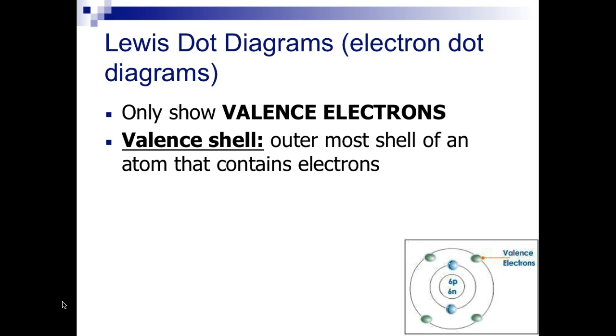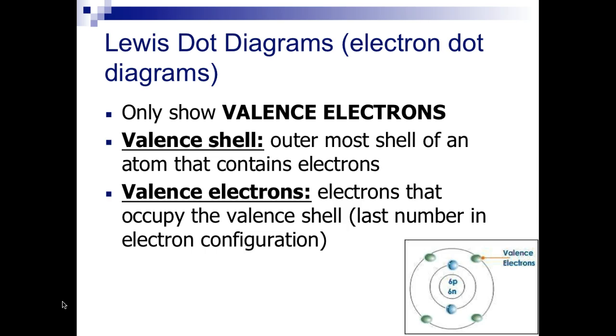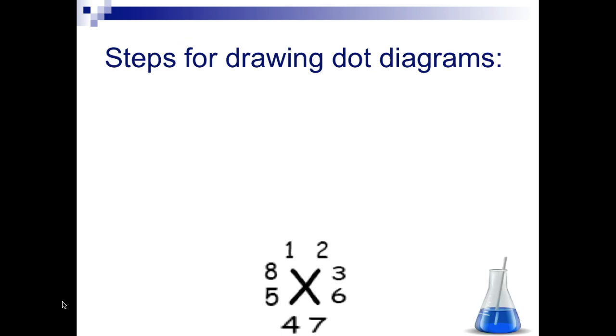So when we talk about valence electrons, we're talking about the ones that we have in the valence shell, which is the outermost shell of an atom that contains electrons. Valence electrons are the electrons that occupy the valence shell, the last number in the electron configuration.